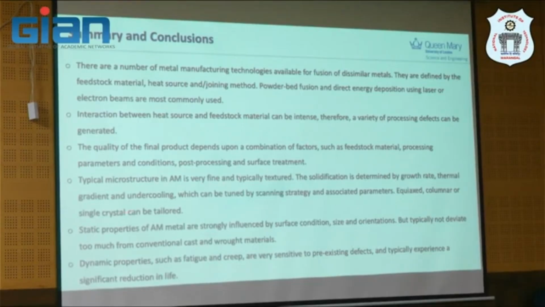And the typical microstructure is very fine and textured. Solidification will determine the growth rate and thermal gradient, undercooling, and so on. And this can be tuned by scanning pattern, and it can be tailored as well. Static properties like stress, surface condition, size, and orientation can be controlled, I would say. And dynamic property, again, is something more to research. But we believe with the information of defects, surface information, and microstructure information, we can estimate that approximately. So this is the first part.